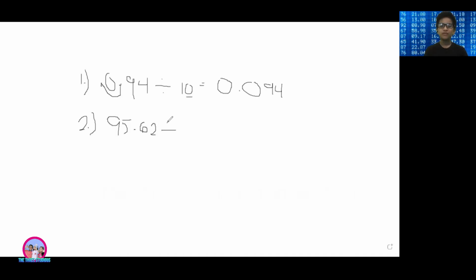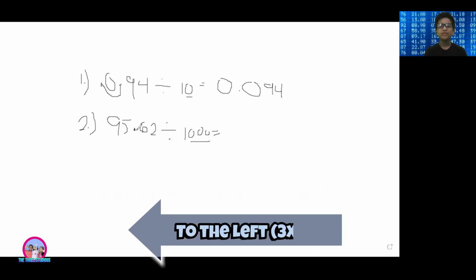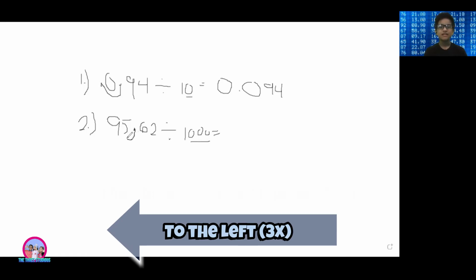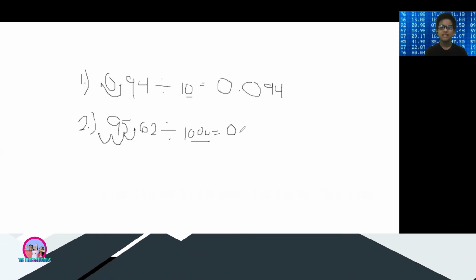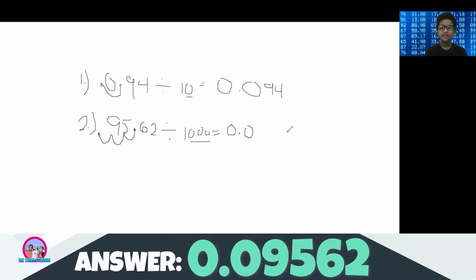The second example, 95.62 divided by 1000. 1000 has 3 zeros. Therefore, we will move this decimal point to the left 3 times. 1, 2, 3. So the answer is 0.09562 or 9,562 hundred thousandths.